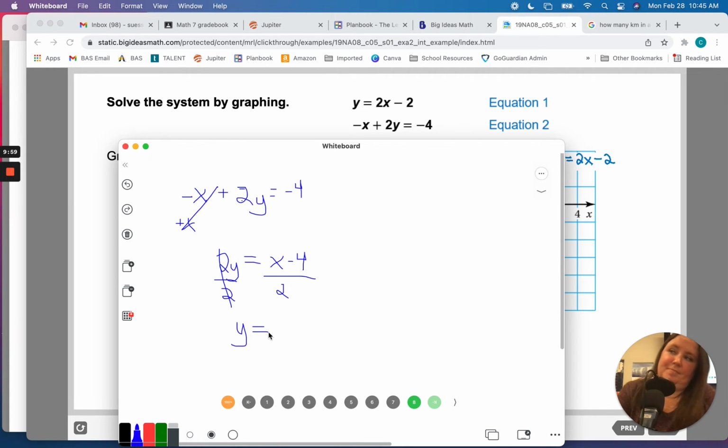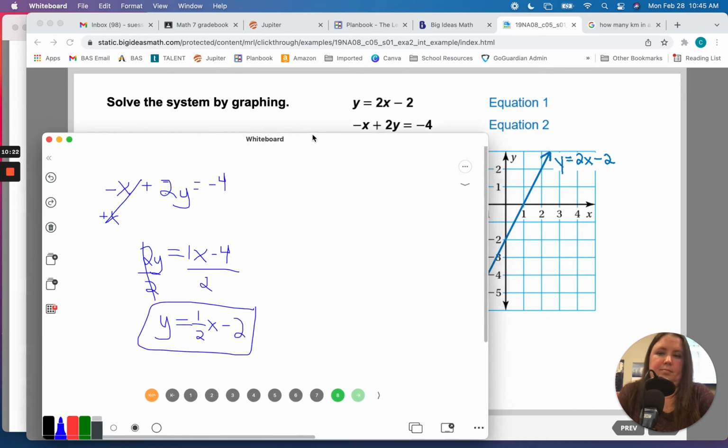All right, so what is in front of this x? 1. So I can have 1 divided by 2, just leave it as a fraction. 1/2 x. What is negative 4 divided by 2? -2. Very good. Negative 2. Now, is this equation in slope-intercept form? Yeah. So now we can graph it.